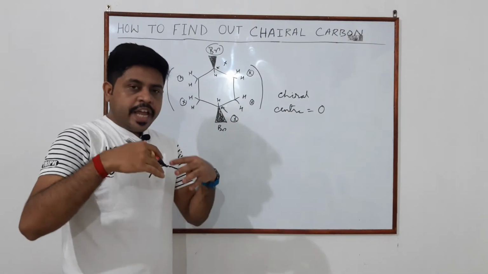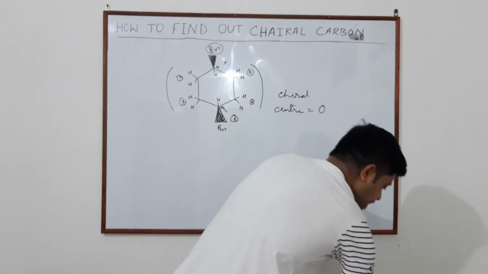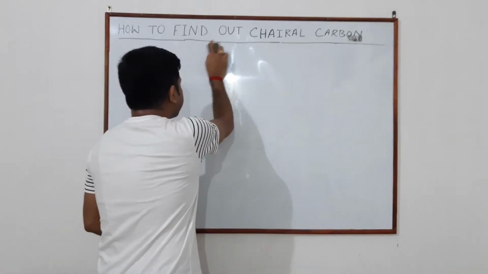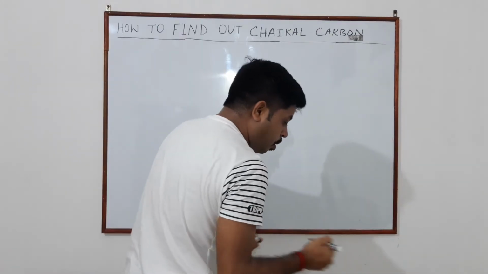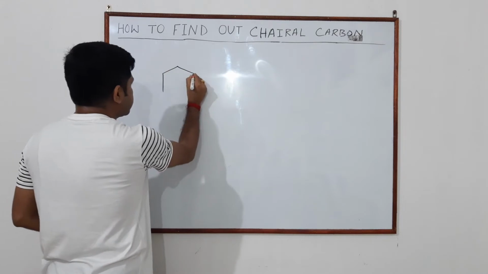Okay, so again we are taking another example for better understanding. Now I am going to erase this compound and let us draw another organic compound. The compound looks like this.